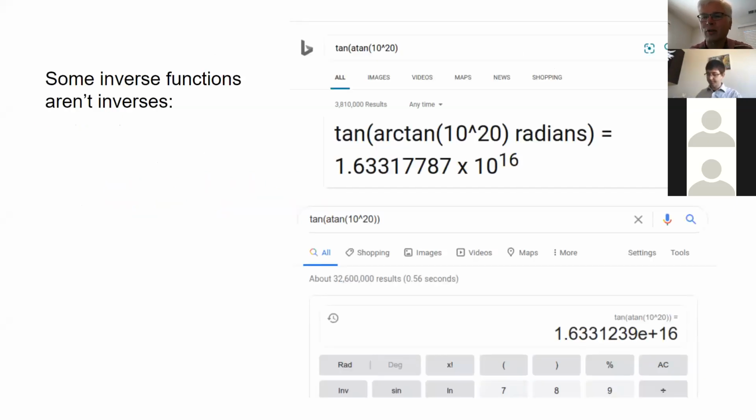If you ask the two most popular web search engines what the tangent of arctangent of 10 to the 20th is, they both agree that it's about 1.633 times 10 to the 16th, though not quite, which is a bit odd.